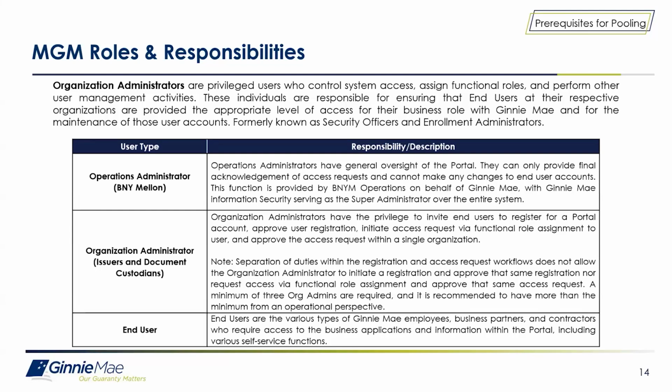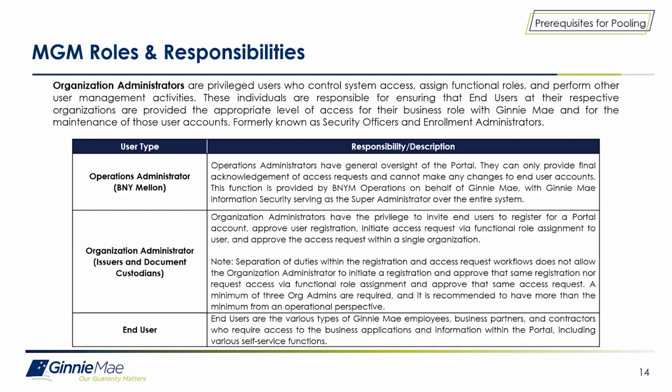They can only provide final acknowledgement of access requests and cannot make any changes to the end user's account. This function is provided by BNY Mellon Ops on behalf of Ginnie Mae, with Ginnie Mae Information Security serving as a super admin over the entire system. You see, Ginnie Mae controls people. We just work for them, but Ginnie Mae is still a super admin just in case anything else. So it's their system, of course. Why shouldn't they be the super admin? Then they have the org admin, the issuers and document custodian.